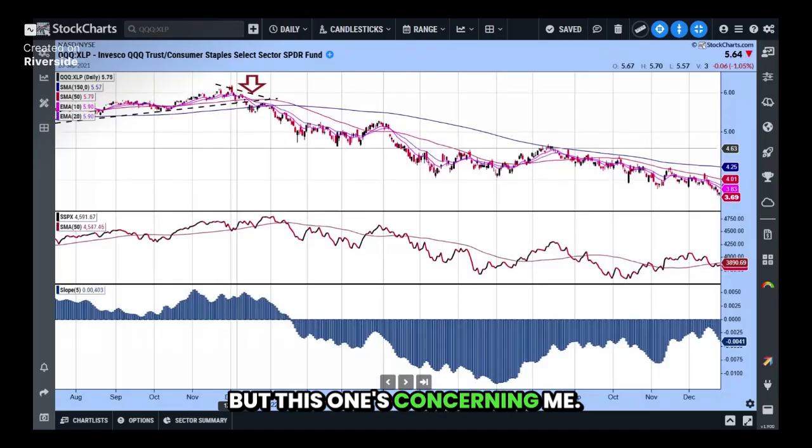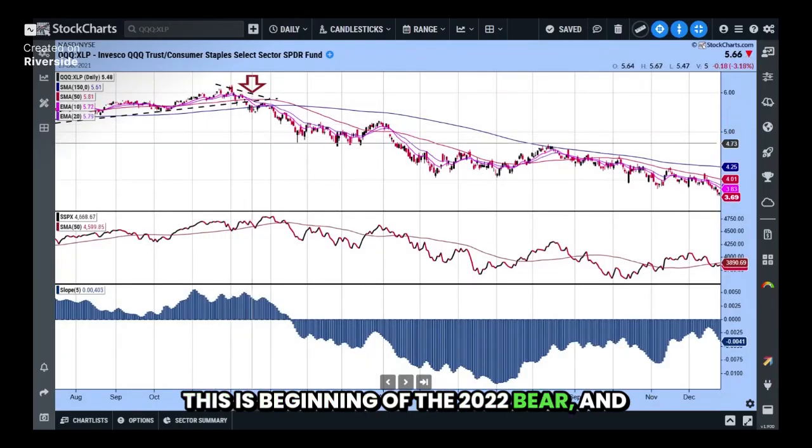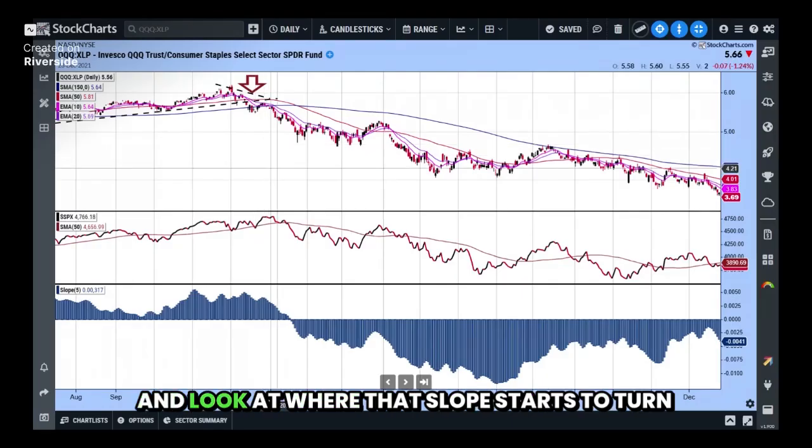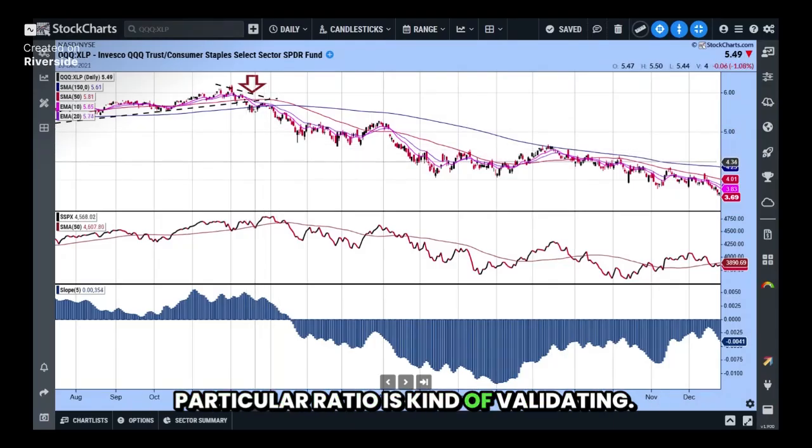But this one's concerning me. This is almost the identical pattern that we're seeing here. This is the beginning of the 2022 bear, and that's where it started again. And look at where that slope starts to turn negative. That's really the confirmation that this particular ratio is validating.